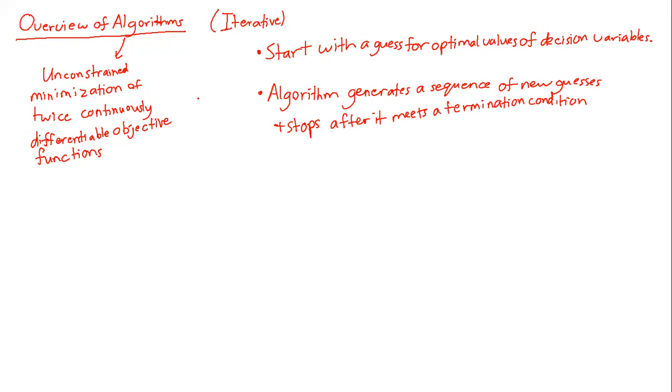Generally, that involves using information about the function at a given iteration, maybe also some information about the function at prior iterations. And then the goal is to find, in general, points that will lower the value of the objective function if you're doing minimization.